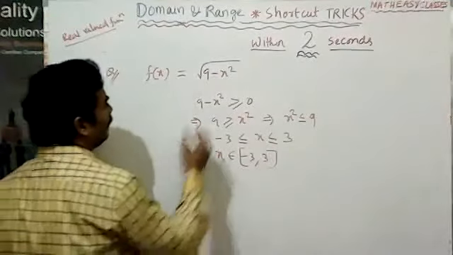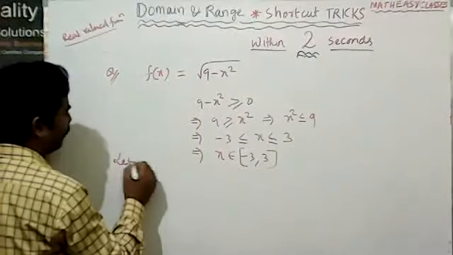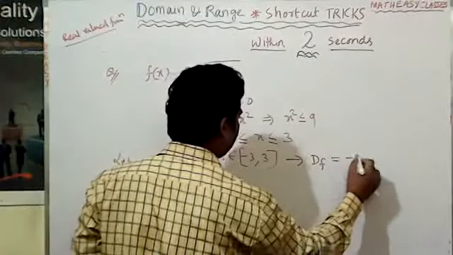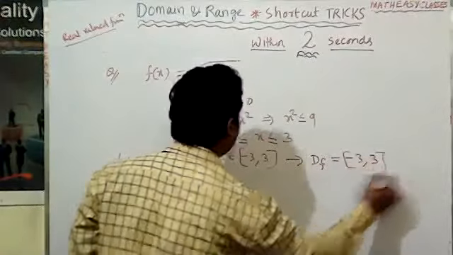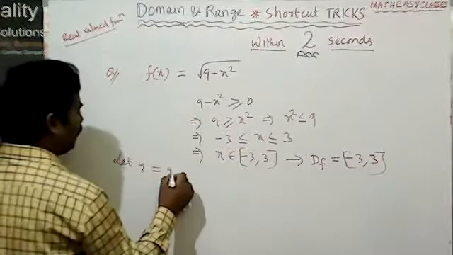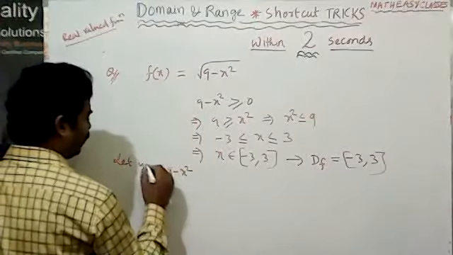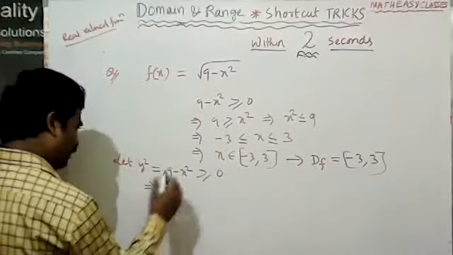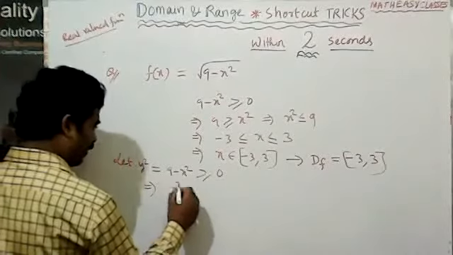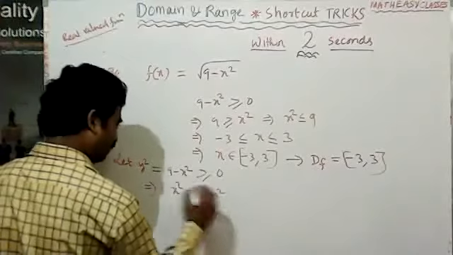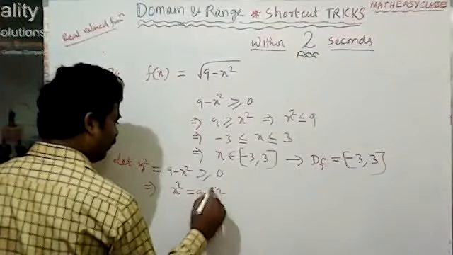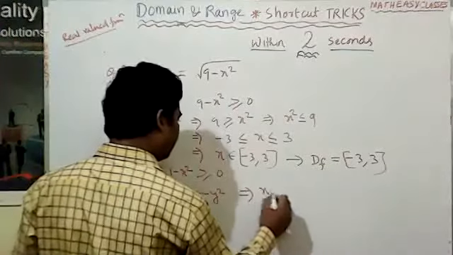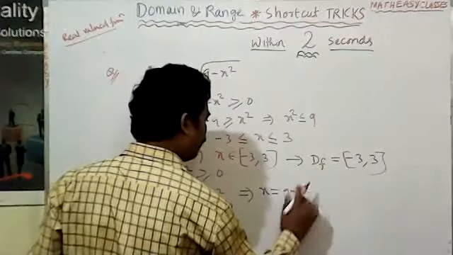Similarly here, let y be equal to the function. This is the domain of the function, which means here we get minus 3 to 3. Similarly, y is equal to the root of 9 minus x square. Y square is equal to this, which is greater than or equal to 0. Means you can say now here y square is equal to 9 minus x square, so x square is equal to 9 minus y square.